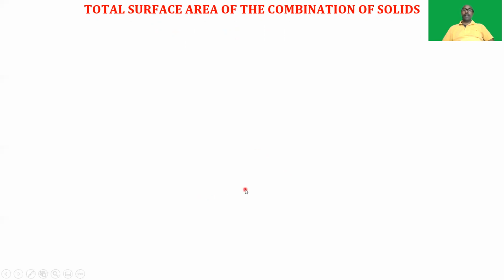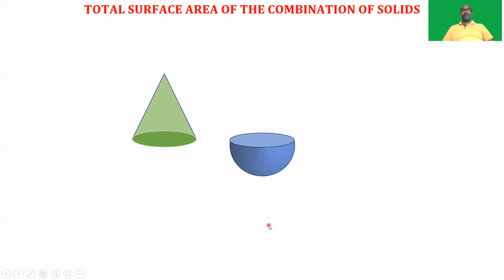Students, in our daily life, we see combinations of solids like a water tanker, a cone of ice cream, and a spinning top, and so many toys are combinations of solids, isn't it? So here I have a cone and a hemisphere. By joining these two, we get a toy in the shape of a spinning top, like this.